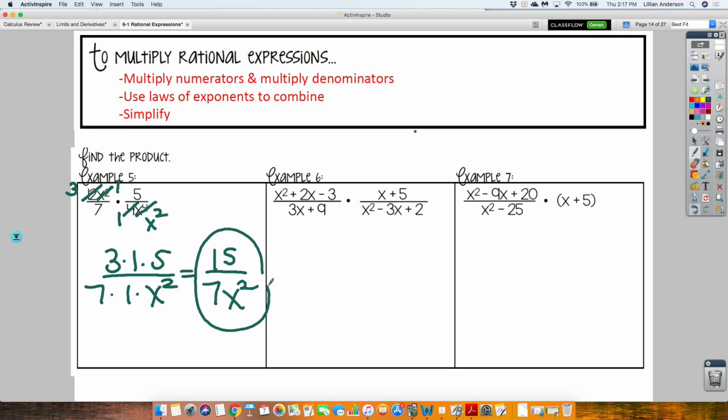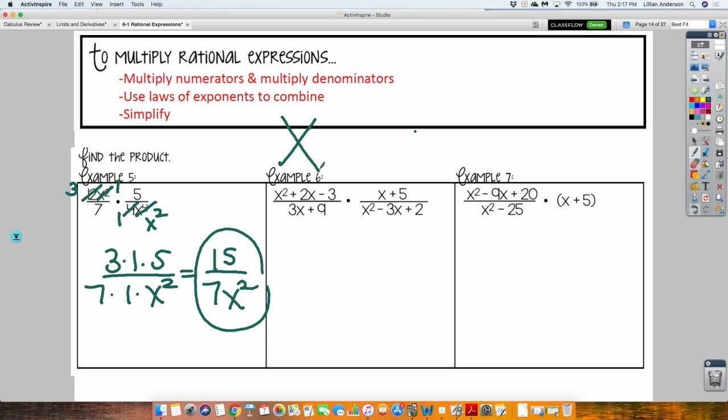Examples like 6 and 7: I'm definitely not going to try to multiply that trinomial by that binomial. I'm just going to get something that's super big. But what I am going to do is factor my numerators and my denominators, because if they have common factors, I can cancel those out. How do I factor x squared plus 2x minus 3? Do the x, because there's no GCF, right?